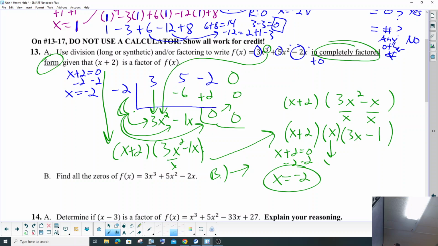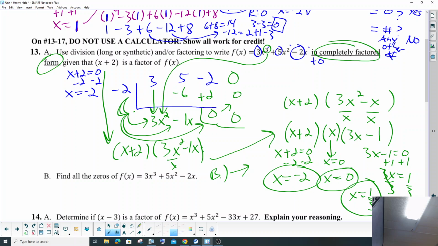We also set this one equal to 0. So we also get x equals 0 as one of our roots. And then 3x minus 1, we have to add 1 to the other side. So we get 3x equals 1. And then we divide by 3. So we get x equals 1/3 as one of our other roots. And those are our 3 roots. So factor, synthetic division, then factor, GCF factoring, and then set them all equal to 0.